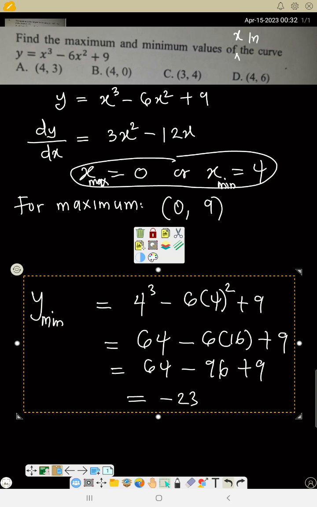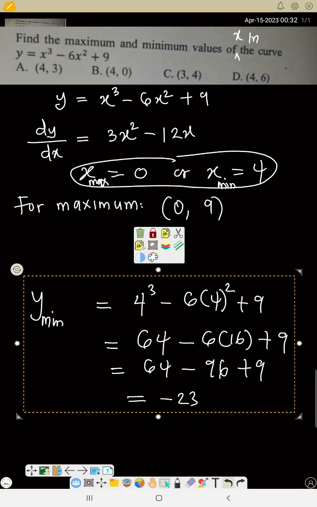There's 4 raised to power 3. You press again, minus 6 bracket 4 raised to power 2. Then plus 9. So that is minus 23. So something is wrong with the question then. So Y minimum is minus 23.